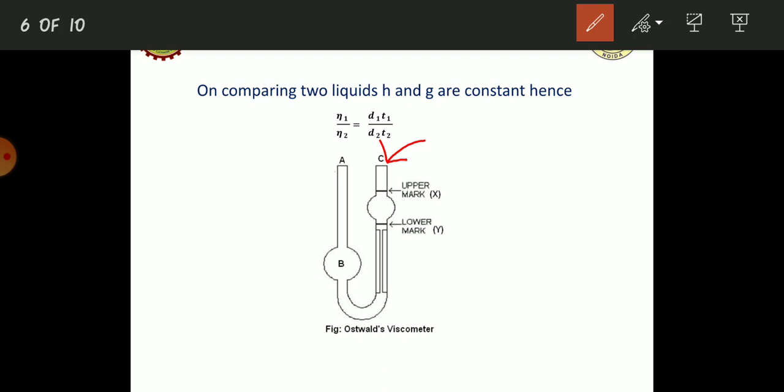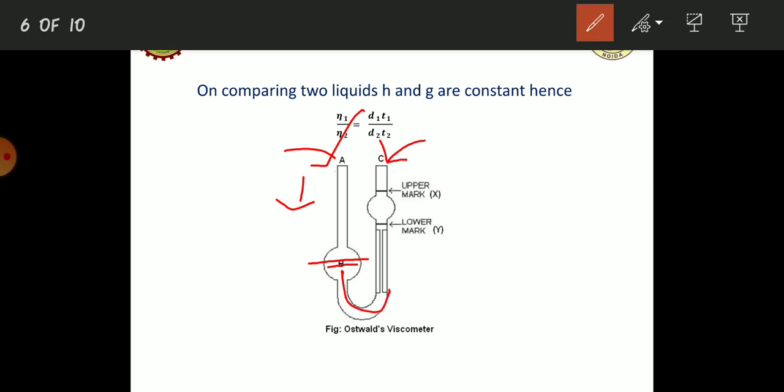Now introduce a sufficient volume of distilled water with the help of a pipette or measuring cylinder into the bulb through B, so that the bent tube of the U-tube and more than half of the bulb B are filled up to here. If you fill from this side, the liquid will be present up to here.